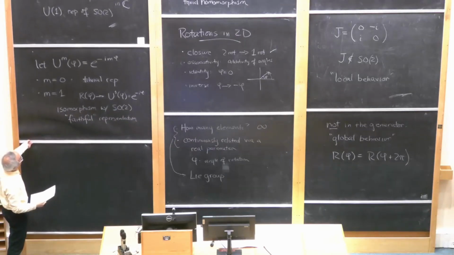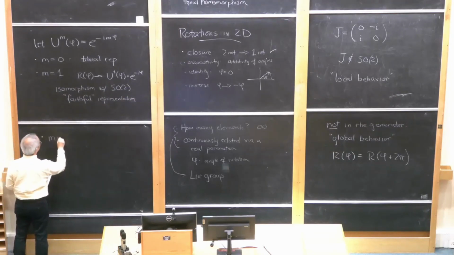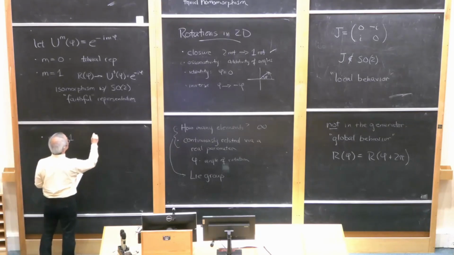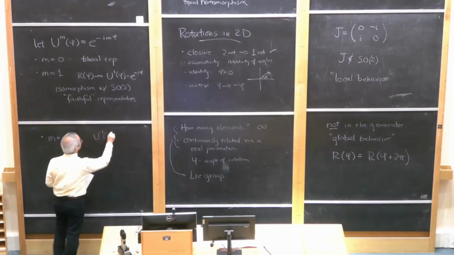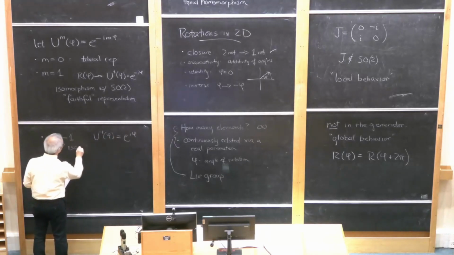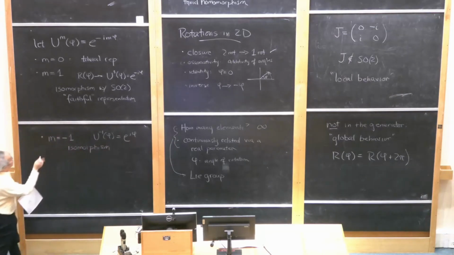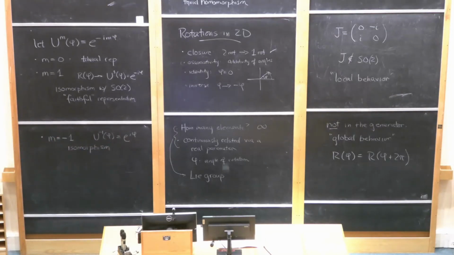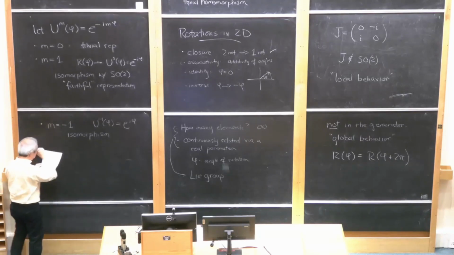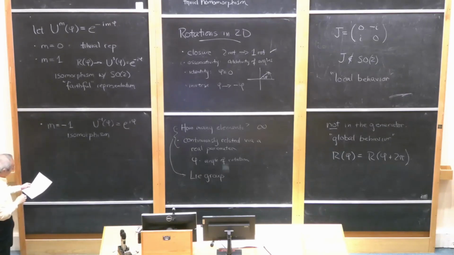Okay. Now, this is not the only isomorphism, however, because if m is equal to minus 1, you get the same kind of thing. It's just U1, U minus 1 of phi is equal to e to the i phi. So similarly isomorphic. But instead of rotating in one direction, it's simply rotating in the other direction. So you have two faithful representations.